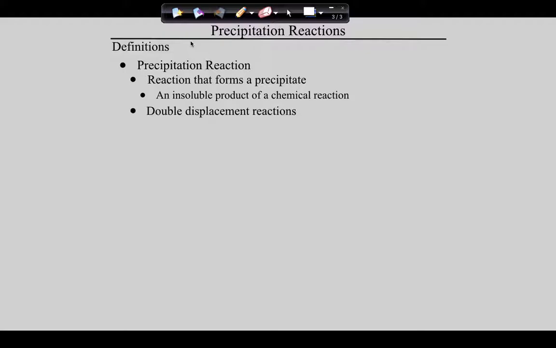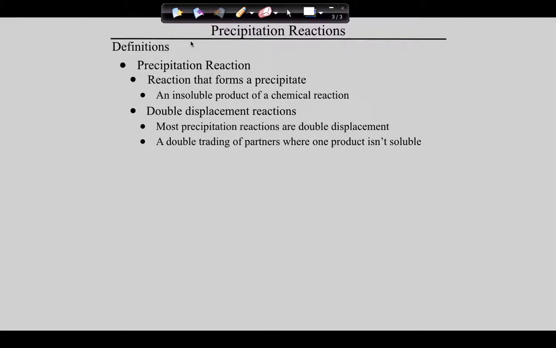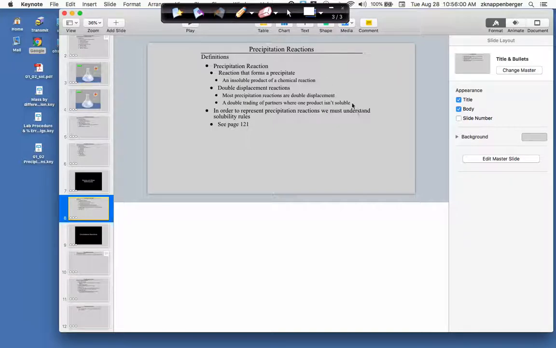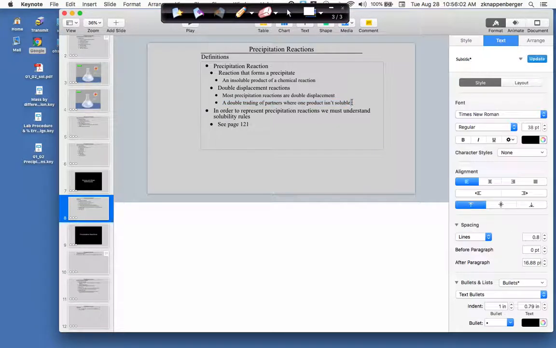Most of these reactions are double displacement reactions. Well, that's a little redundant. Write down what you need. But guys, double displacement reactions are a double trading of partners. Well, I mean, we've said three times that one of the products isn't soluble, so we can probably clean that up. So maybe we leave it there.